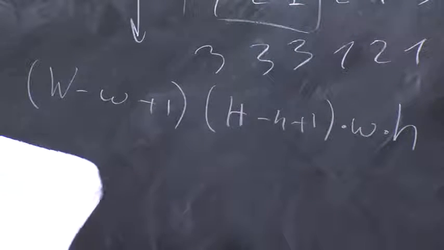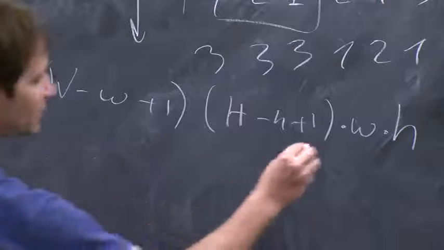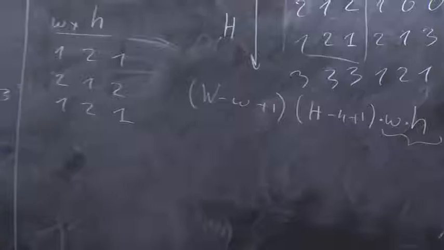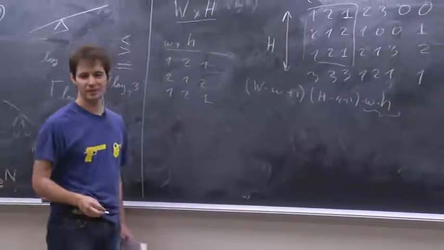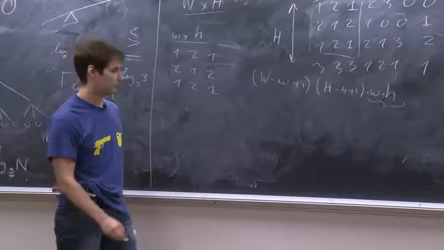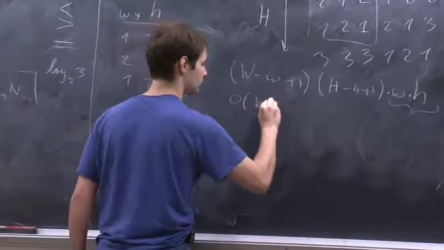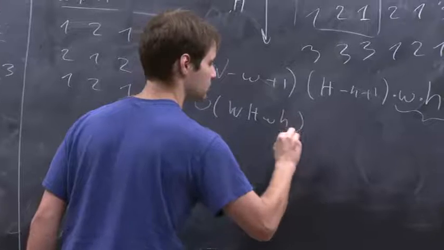OK, so this is definitely bigger than the input size once we add the W times H here. Don't forget this guy. So this is the naive algorithm. And if we discard the small order factors, we get that this is order of W times H times w times h.